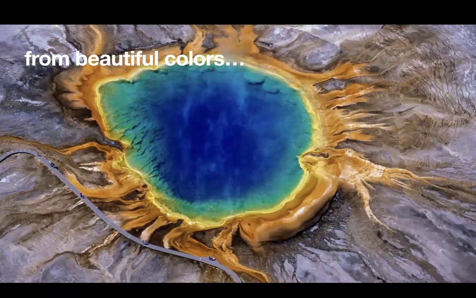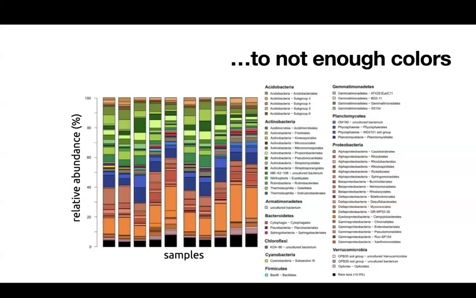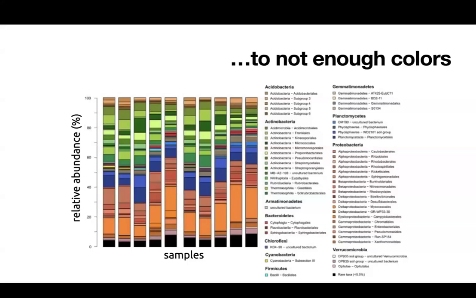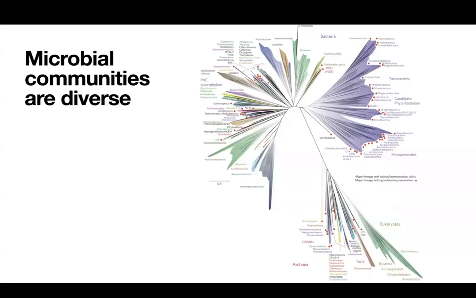When this came into play, people discovered that from this very simple, understandable structure, you have a mess. You basically don't have enough colors to represent the diversity of these communities. So there was this new surprise of having to deal with the incredible diversity that emerged from these sequencing surveys. The key point that emerged from this is the diversity of microbial communities.